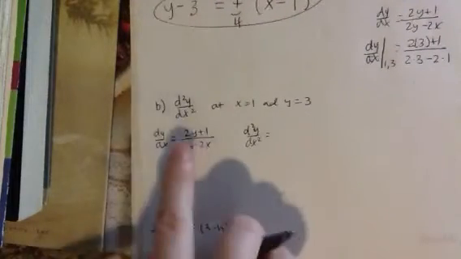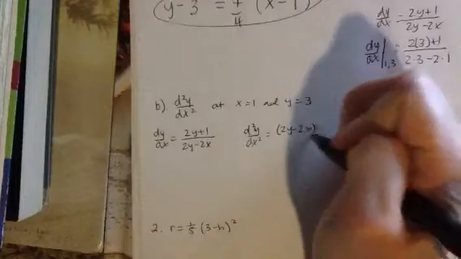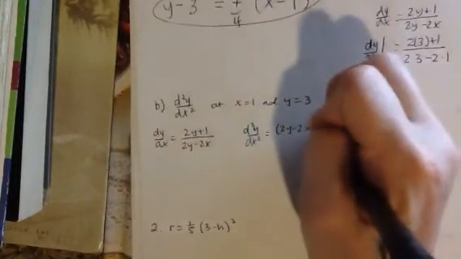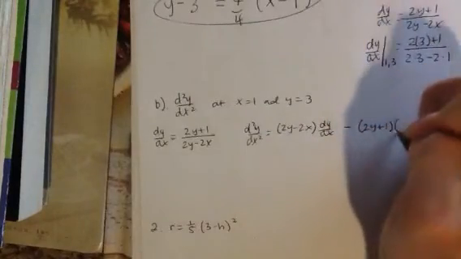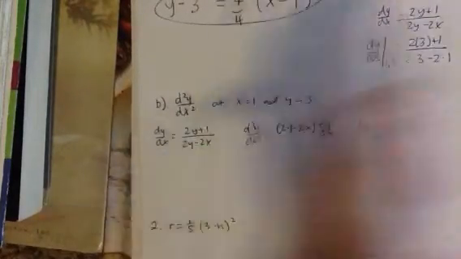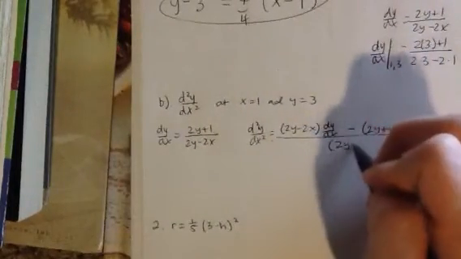Okay, so this is quotient rule, which is low d high. The derivative of 2y plus 1 would just be the derivative of y, which is dy/dx, minus high d low. The derivative of this would be 2 dy/dx, the derivative of that is minus 2. And underneath, the low squared goes.